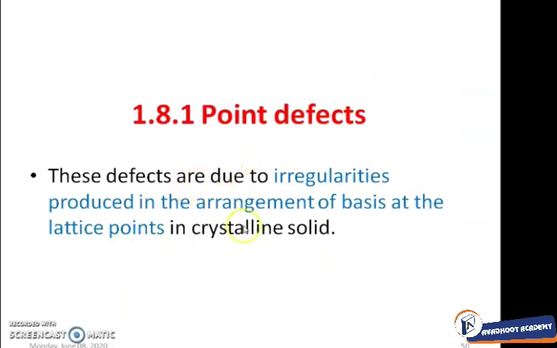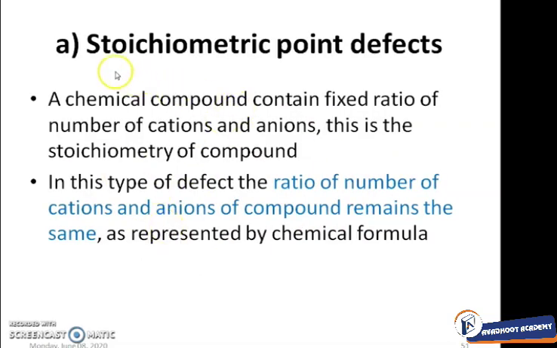Now point defects means the defects occur due to irregularities produced in the arrangement of bases at the lattice point in the crystalline solid. So that particular defect is called point defects. In short, these point defects are due to dislocation or vacancies occurring in the crystal because of dislocation of lattice points. So the first point defect is the stoichiometric point defect.